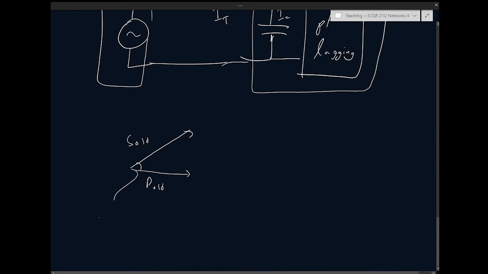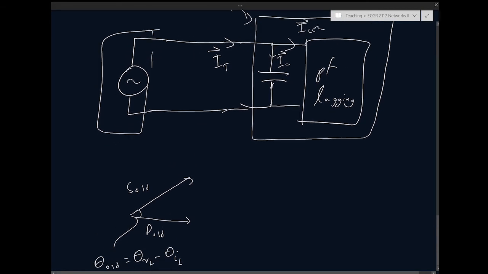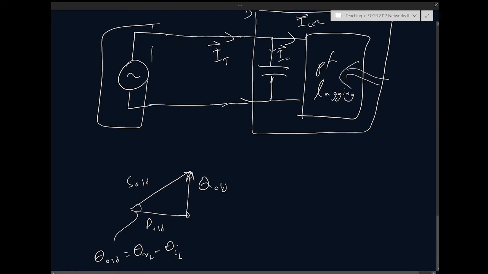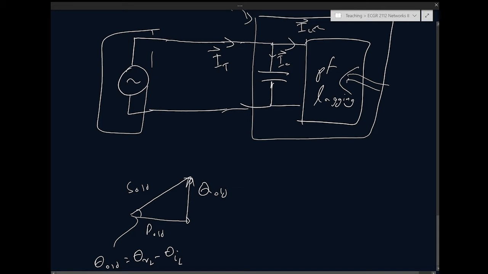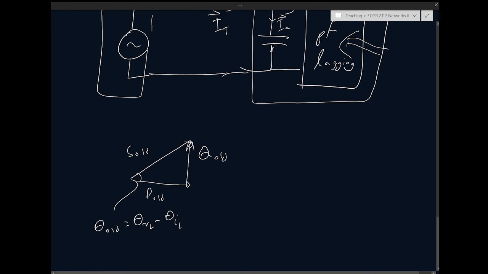This is theta old, which is theta VL minus theta IL. This is IL here, and this is Q old, the reactive power consumed by the customer, by this load. When I add the capacitor, we said the inductor absorbs positive reactive power, and the capacitor we established absorbs negative reactive power. So the reactive power is now going to consist of two components. It's going to be Q old plus Q cap, and the Q cap will be negative and in the opposite direction.